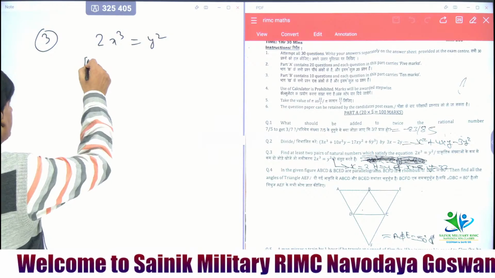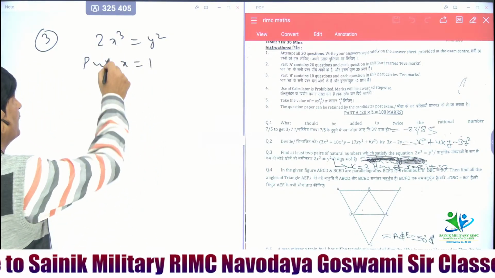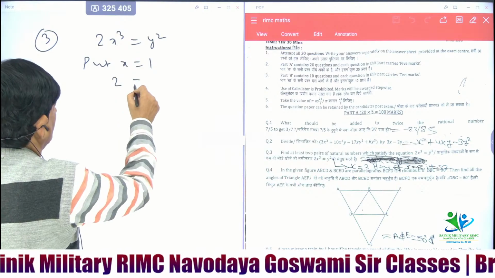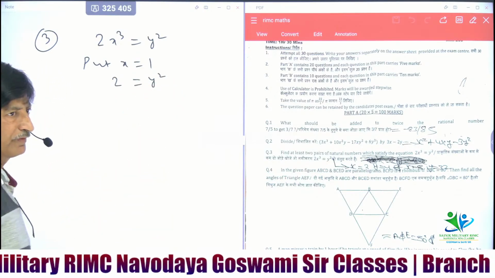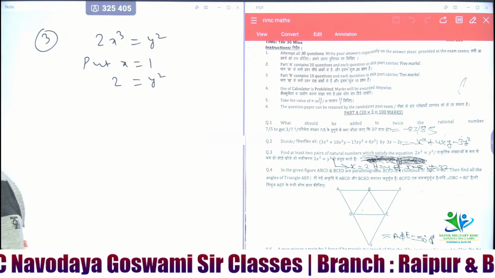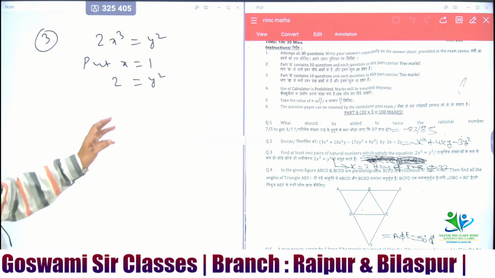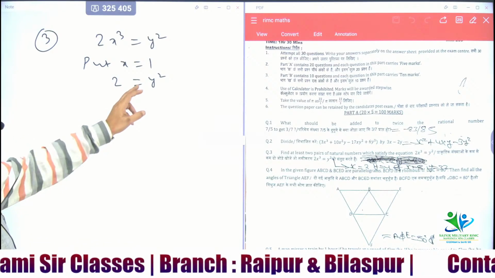If we put x is equal to 1, then you get here 2 and here is y square. That means y square is equal to 2. We cannot find the value of y as a natural number because y square is 2.